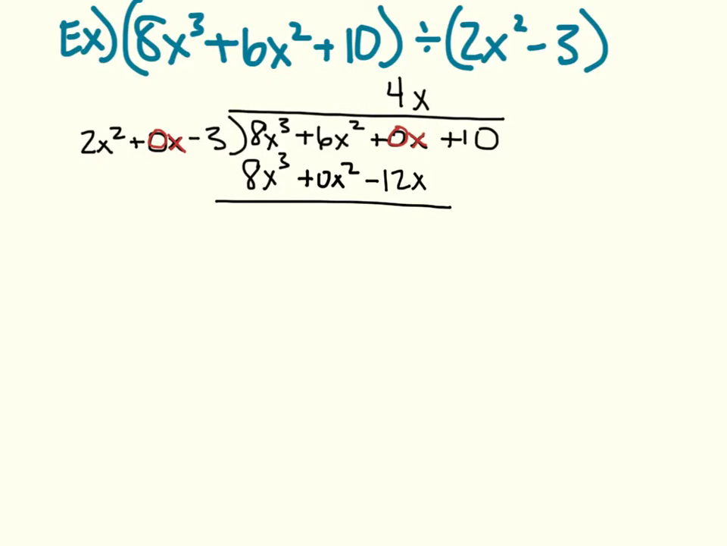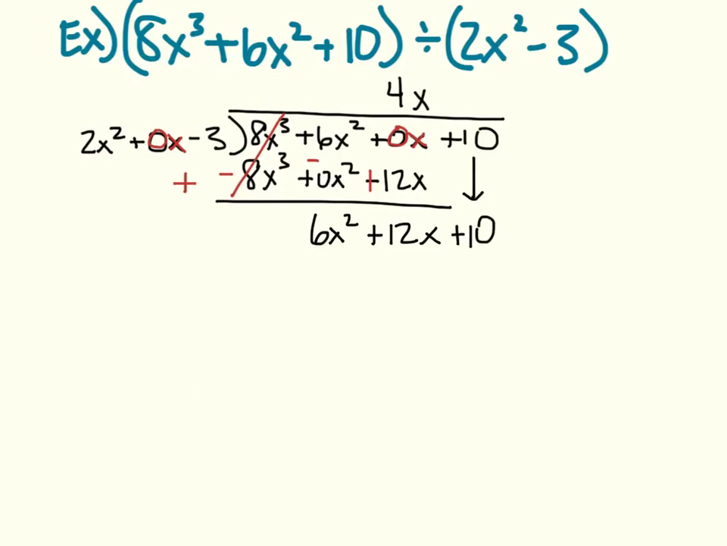To take it away, instead of subtracting the entire polynomial, I'll just add and change all the signs. Once I've changed the signs and add, I see that these cancel each other. 6x squared and 0x squared is just 6x squared. And 0x plus 12x is positive 12x. Now that I've added all those things, I have to bring down the 10.